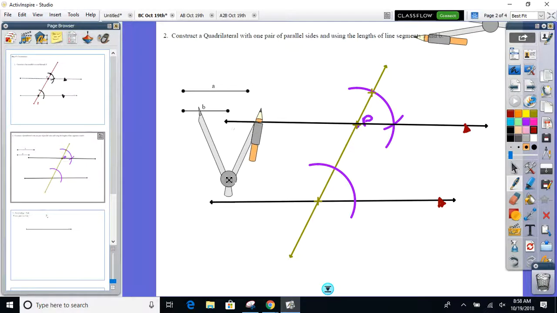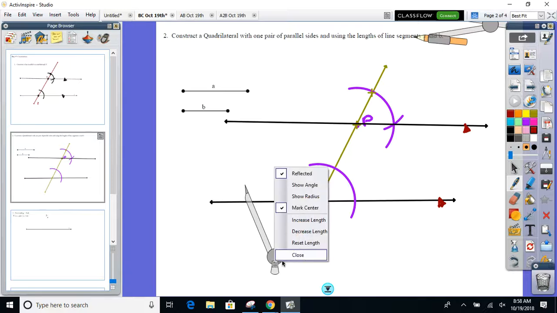And does it really matter where I put it here and copy it here? I could go up here, copy it here. I could go on the other side because these are still parallel and copy it on the left side. It's up to you where you want to copy it. Okay, it's up to you.